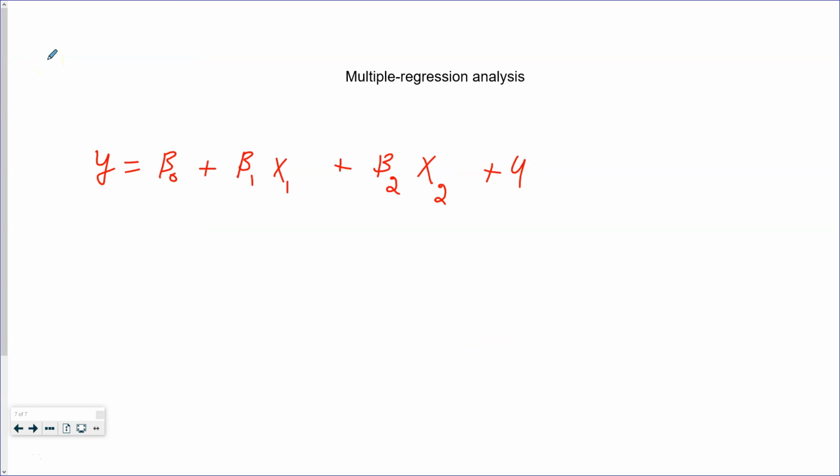In this video, I'm going to talk about multiple linear regression models, and in particular, I'm going to talk about the interpretation of these beta parameters. I'm going to start with a simple case of two explanatory variables only. That is, our dependent variable y will be a function of two variables x1 and x2 only.